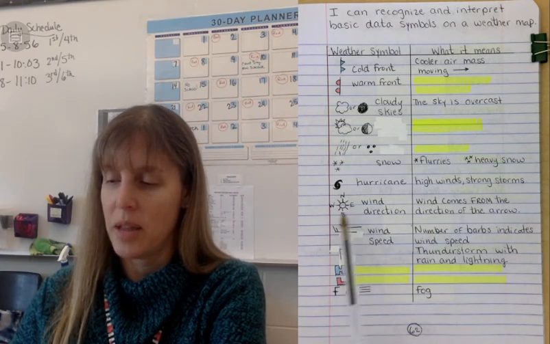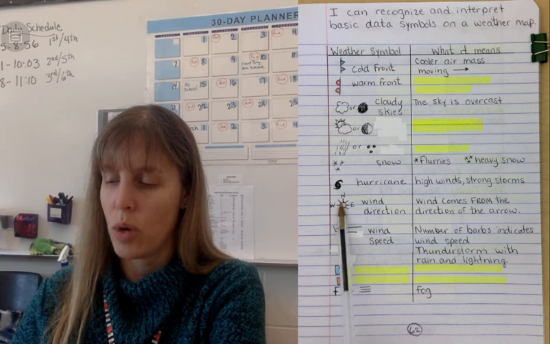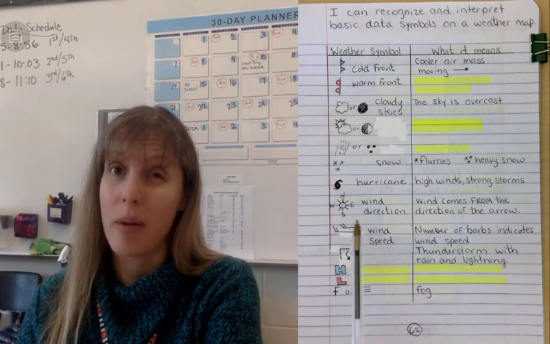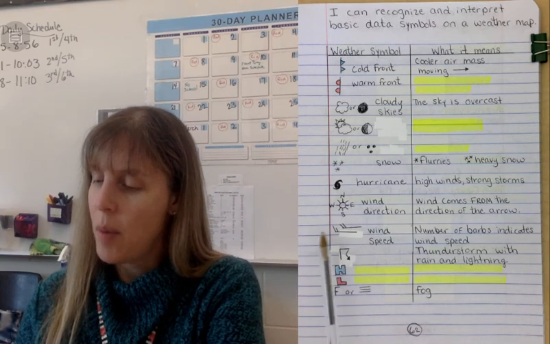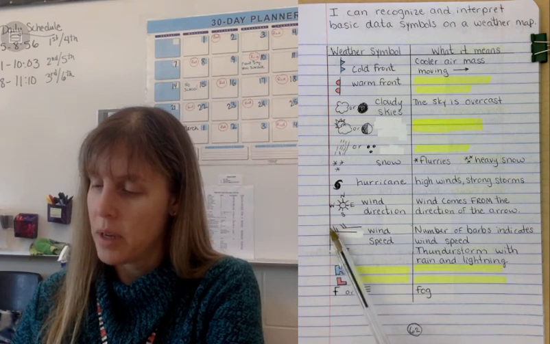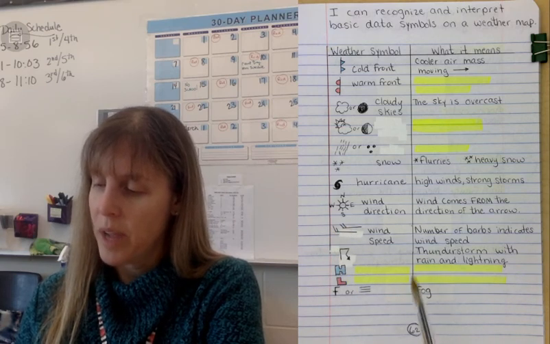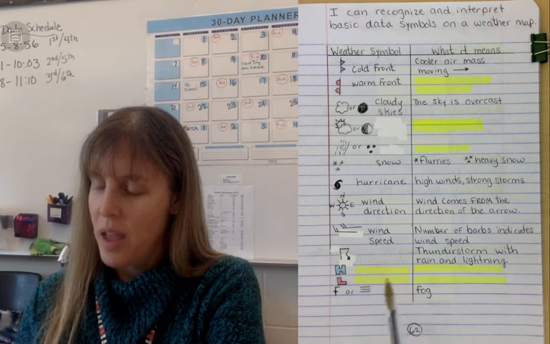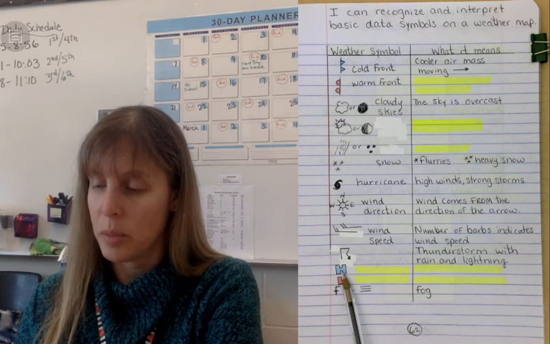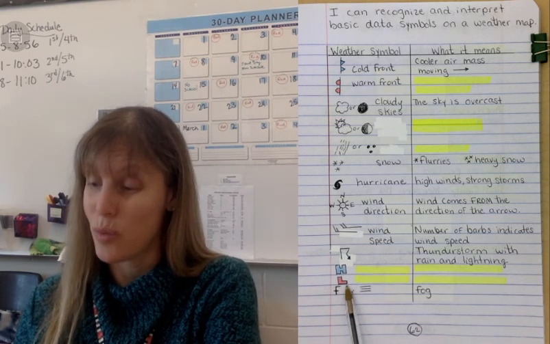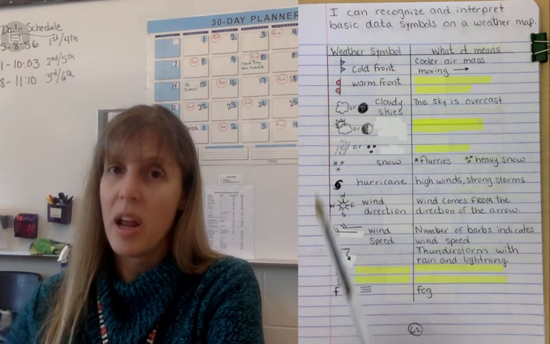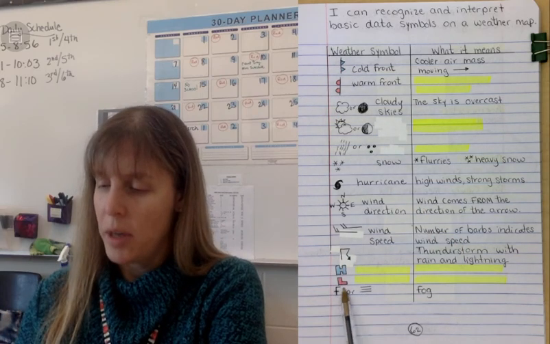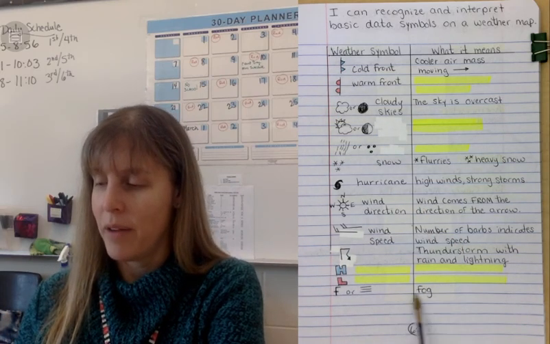So you want to pretend these are arrows and they're going towards the center circle or dot. That would be the city, okay? Wind speed is indicated by the number of barbs. A thunderstorm looks like this. A high pressure looks like this. It is blue. A low pressure looks like this. It is red. If you can add color, it will really help you. A giant F or 3 lines mean fog.